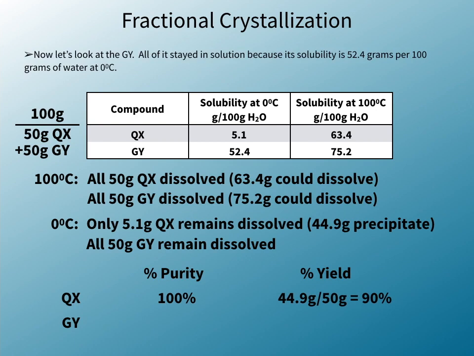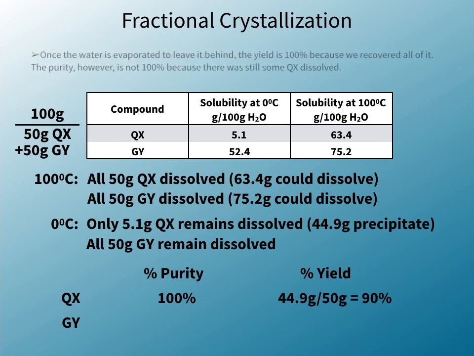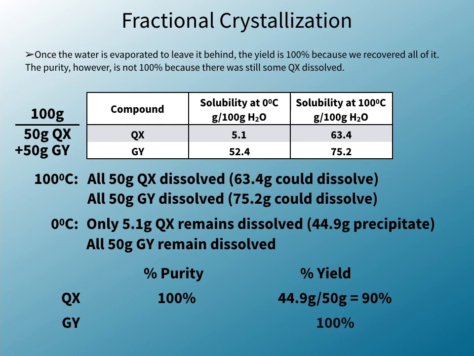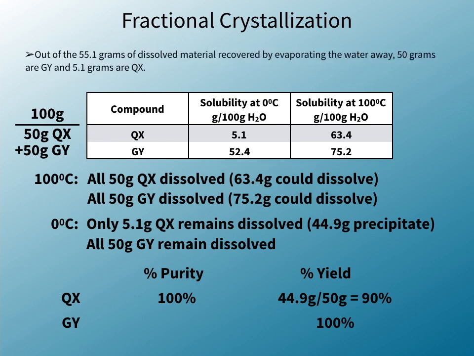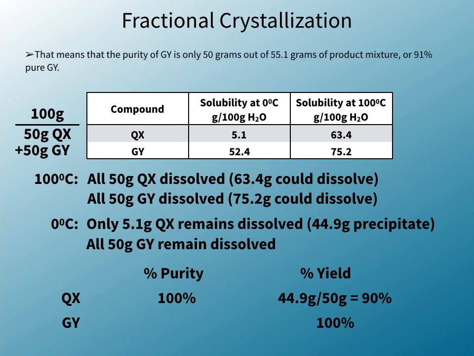Now let's look at the GY. All of it stayed in solution because its solubility is 52.4 grams per 100 grams of water at 0 degrees Celsius. Once the water is evaporated to leave it behind, the yield is 100% because we recovered all of it. The purity, however, is not 100% because there was still some QX dissolved. Out of the 55.1 grams of dissolved material recovered by evaporating the water away, 50 grams are GY and 5.1 grams are QX. That means that the purity of GY is only 50 grams out of 55.1 grams of product mixture, or 91% pure GY.